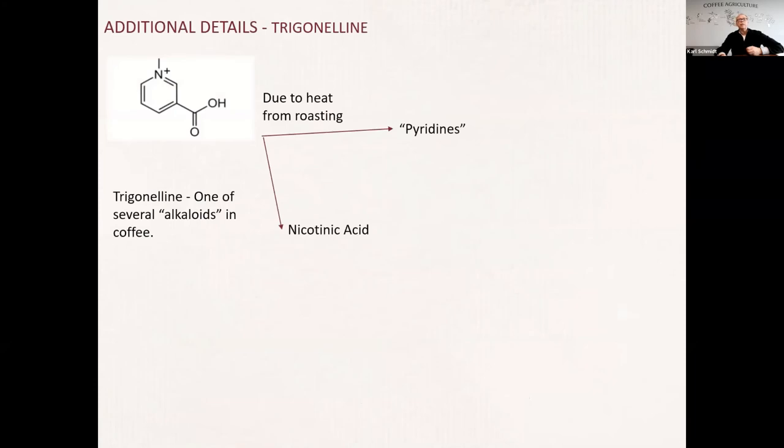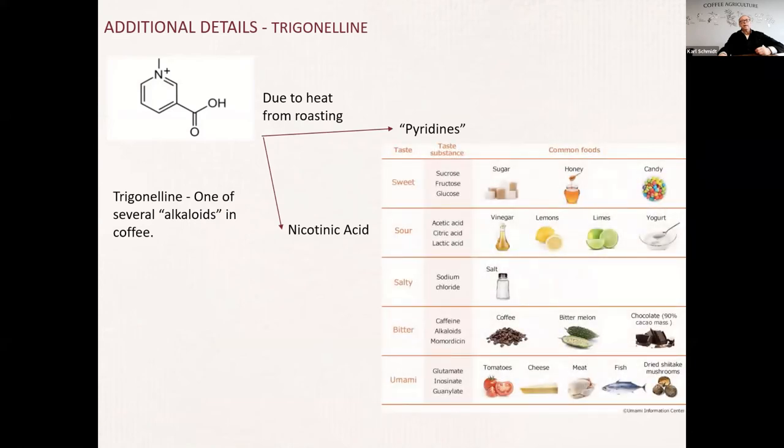Here we have the trigonelline in pyridines and the nicotinic acid, which is a positive from a health point of view, has a positive impact in the coffee. And then again, where do these flavor compounds and aromas land within these taste profiles? And how do we do this? As cuppers, we're trying to find out what we are perceiving by elimination.